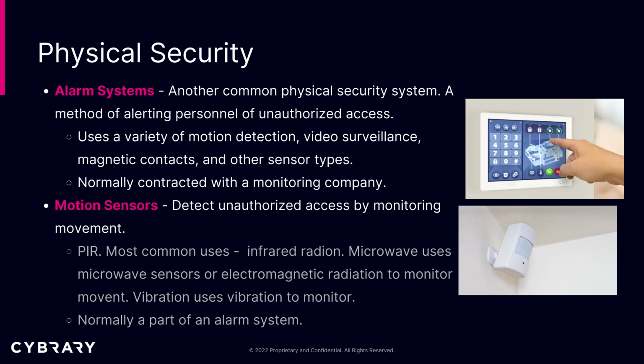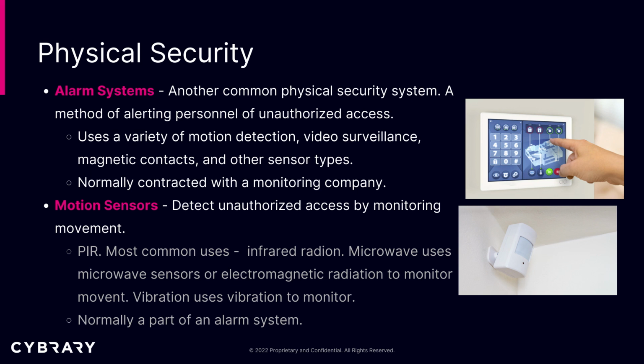Alarm systems. This is probably the most common type of physical security system. This system is a method of alerting personnel of unauthorized access. It uses a variety of motion detectors, surveillance systems, magnetic contacts, and other types of sensors. Normally it is contracted with a monitoring company, so they can alert the authorities if something happens.